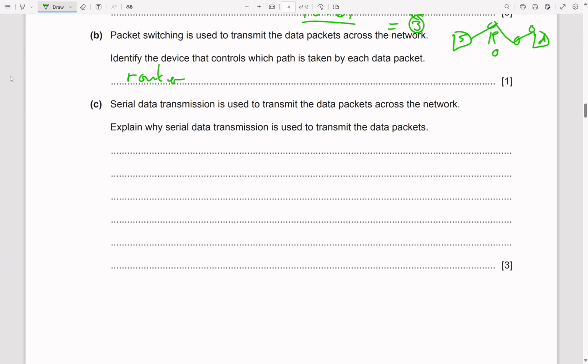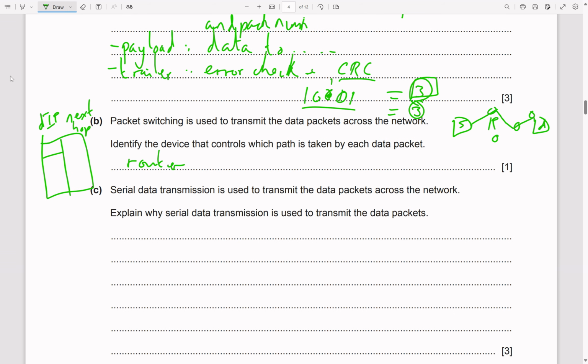And the way the router is going to do this, it's going to have a routing table, and basically the routing table is going to map the destination IP address to the next hop. So for example, let's say the destination IP address is 100 dot something something something, and let's say we're at this router here. Let's just try and draw this.